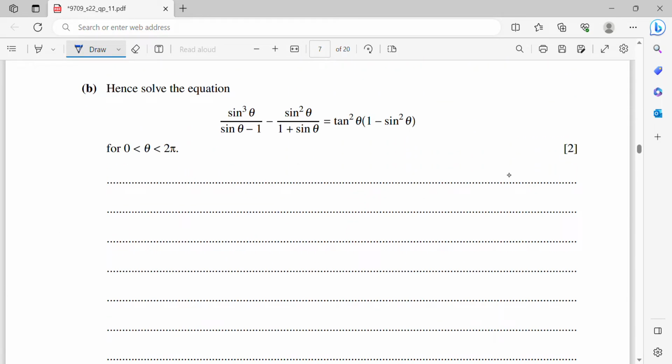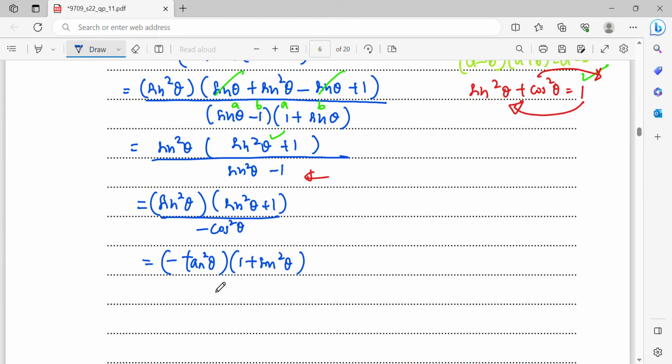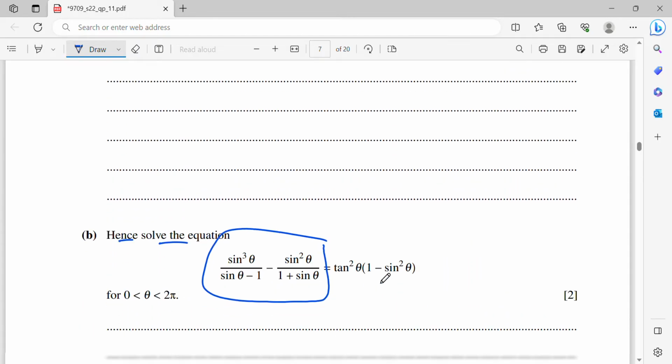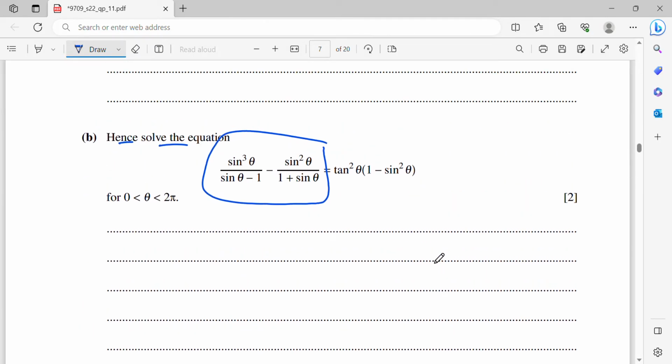Now B, hence solve the equation. So just now we have proven this, the left hand side. So the left hand side is basically minus tangent squared theta multiplied with 1 plus sine squared theta. Here I will just directly change the left hand side. So my left hand side becomes minus tangent squared theta multiplied with 1 plus sine squared theta. Then the right hand side just remains tangent squared theta multiplied with 1 minus sine squared theta. And theta is defined from 0 to 2 pi.